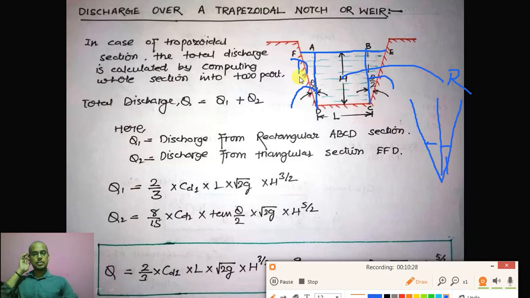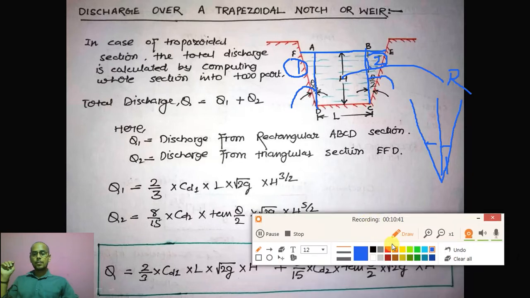This is my first section and this is my second section. So what I have done is combine both of these sections to get only one section. Now you can write down that the total discharge will be the addition of the discharge from this section plus the discharge from the other. When you add this discharge with this discharge, you will get the total discharge through it.